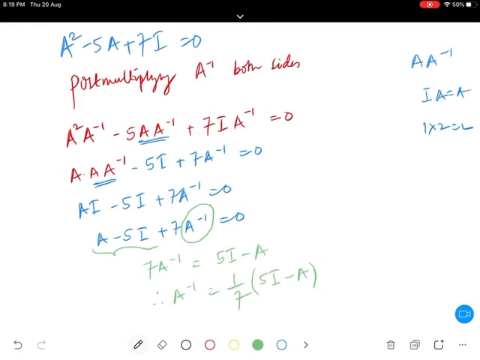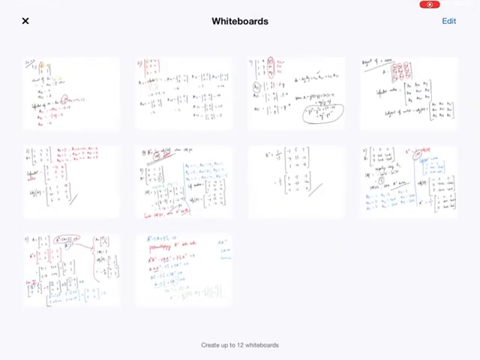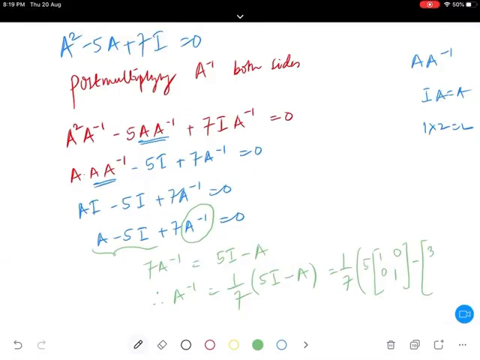So let us put those values and find out what A inverse is equal to. 1 by 7, 5 times I, which is [1, 0; 0, 1], minus A, which is [3, 1; -1, 2]. Now find out how much that is. So 1 by 7, we have 5 minus 3, that is 2. Yes or no? Then minus 1. Tell me the next one, what will it be?